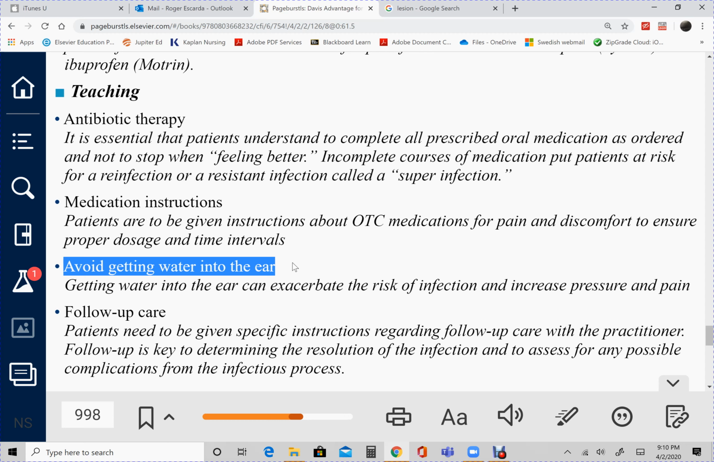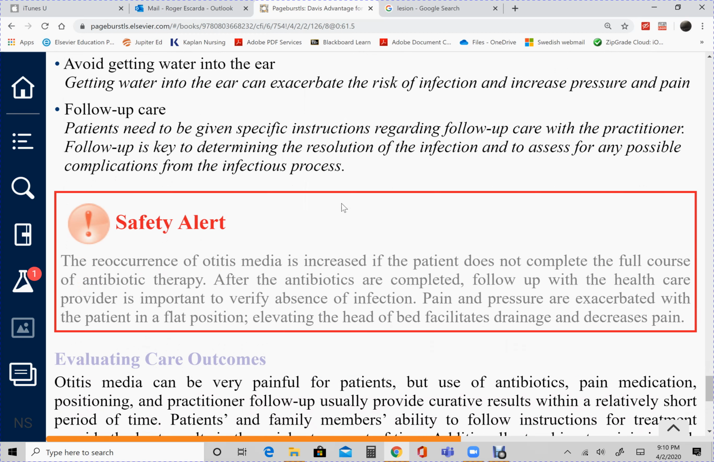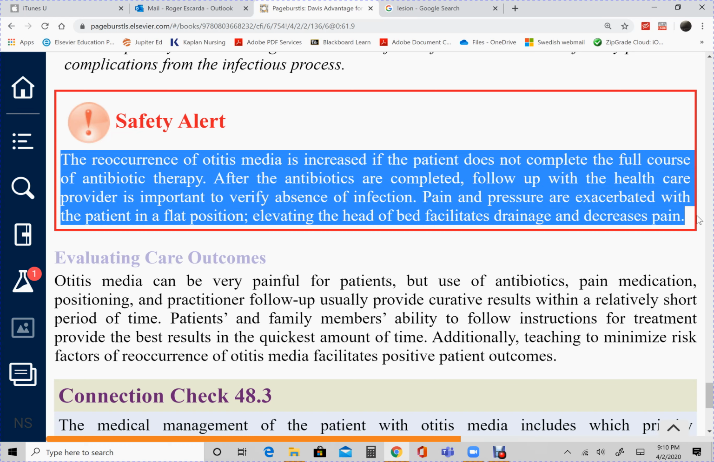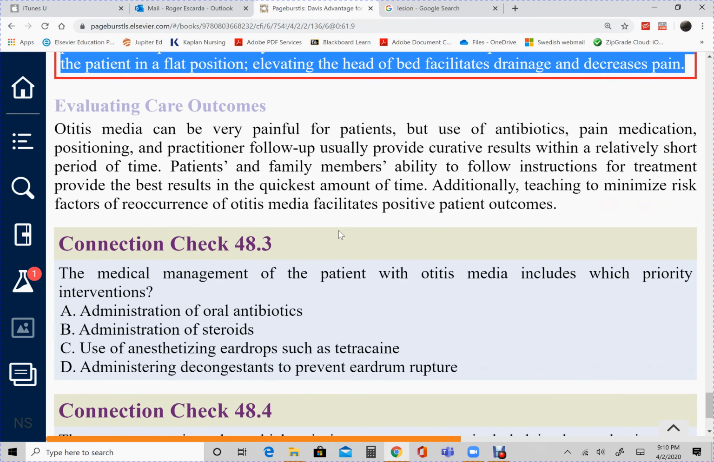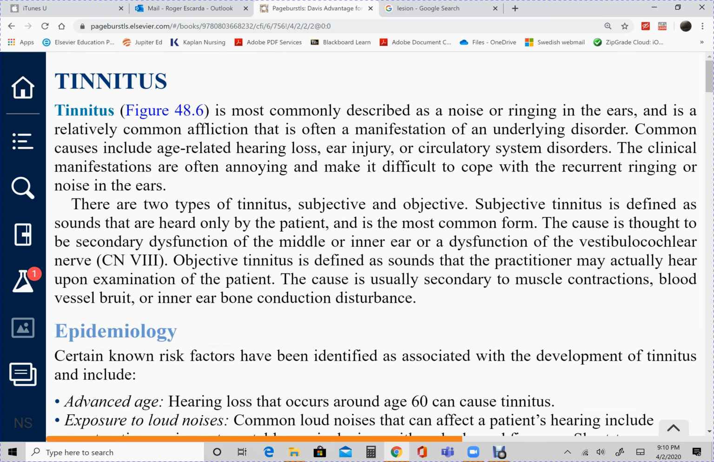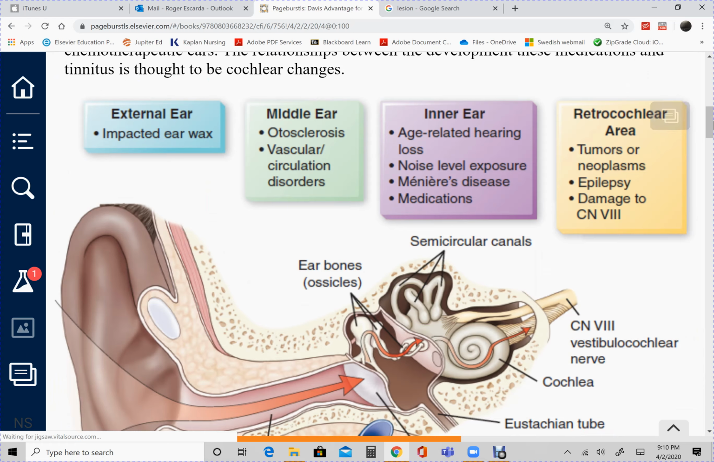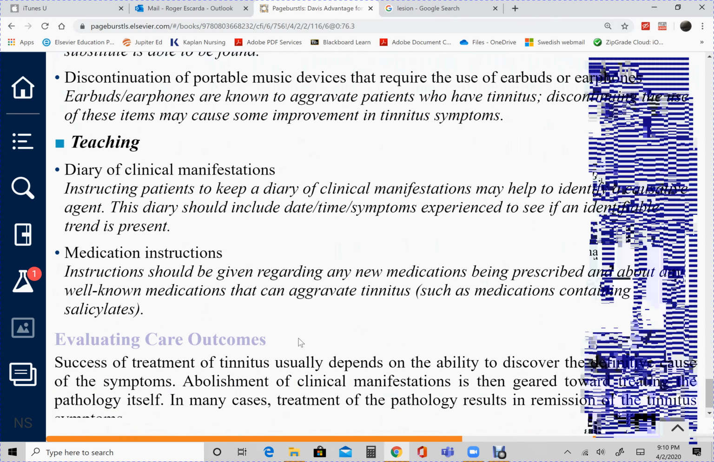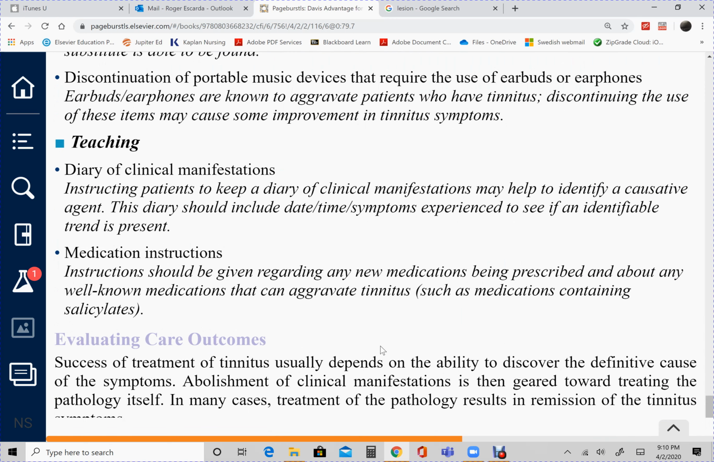Baths may be okay, laying in the bathtub with your head above the water, that's okay, but definitely no showers. And this one you should already know. This is a general teaching on antibiotics, and that's it. Tinnitus we will skip, that's not in our module. Let's go next to vertigo, I believe.